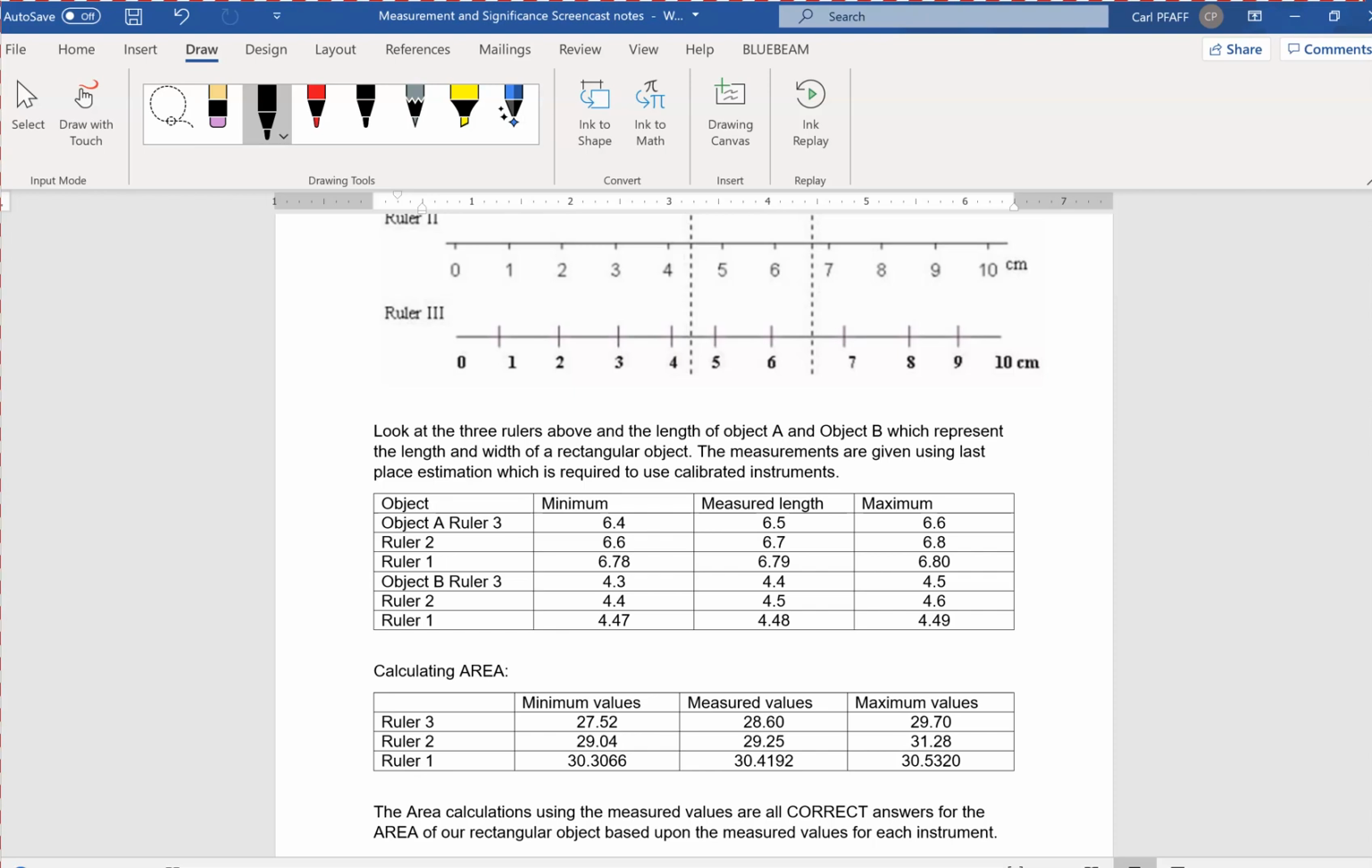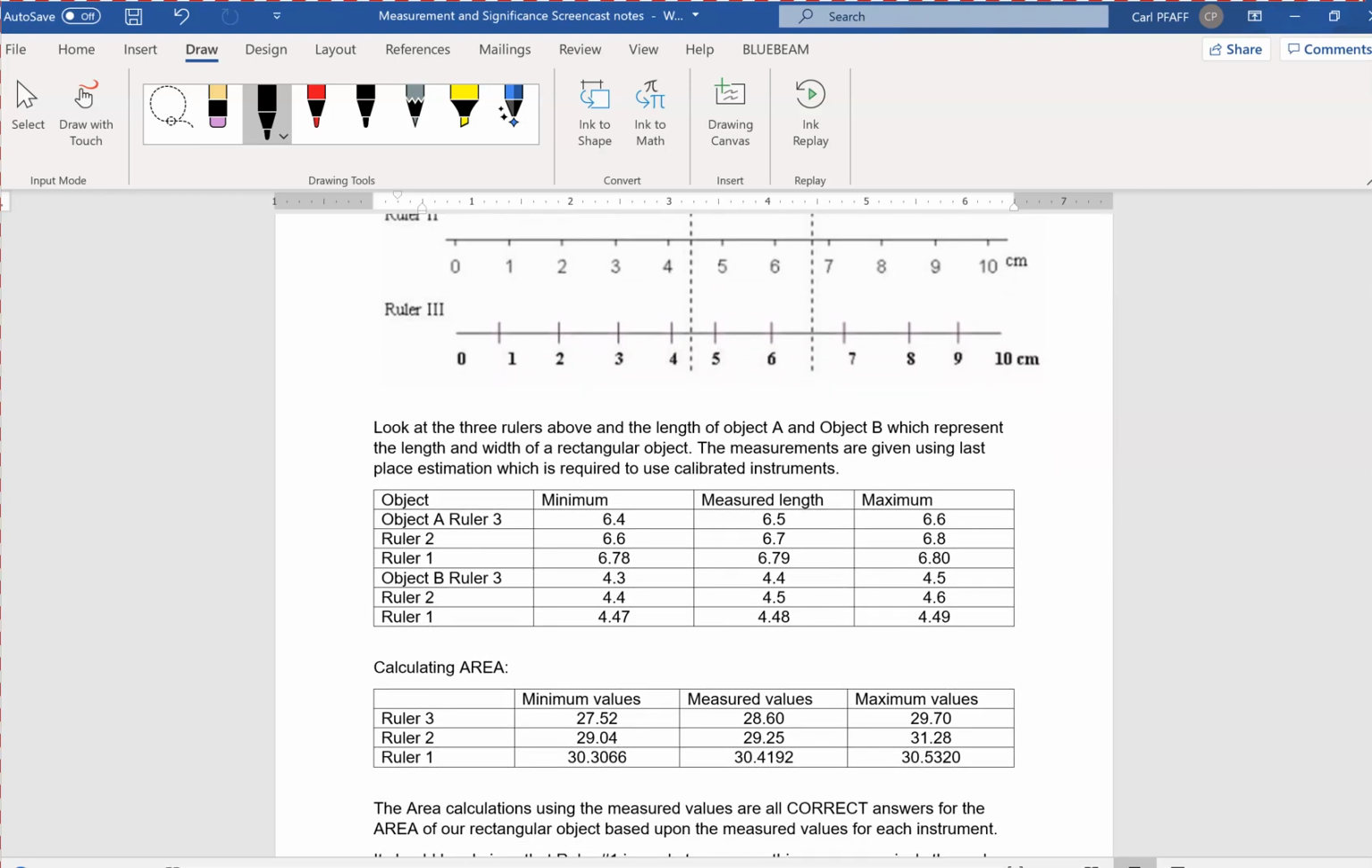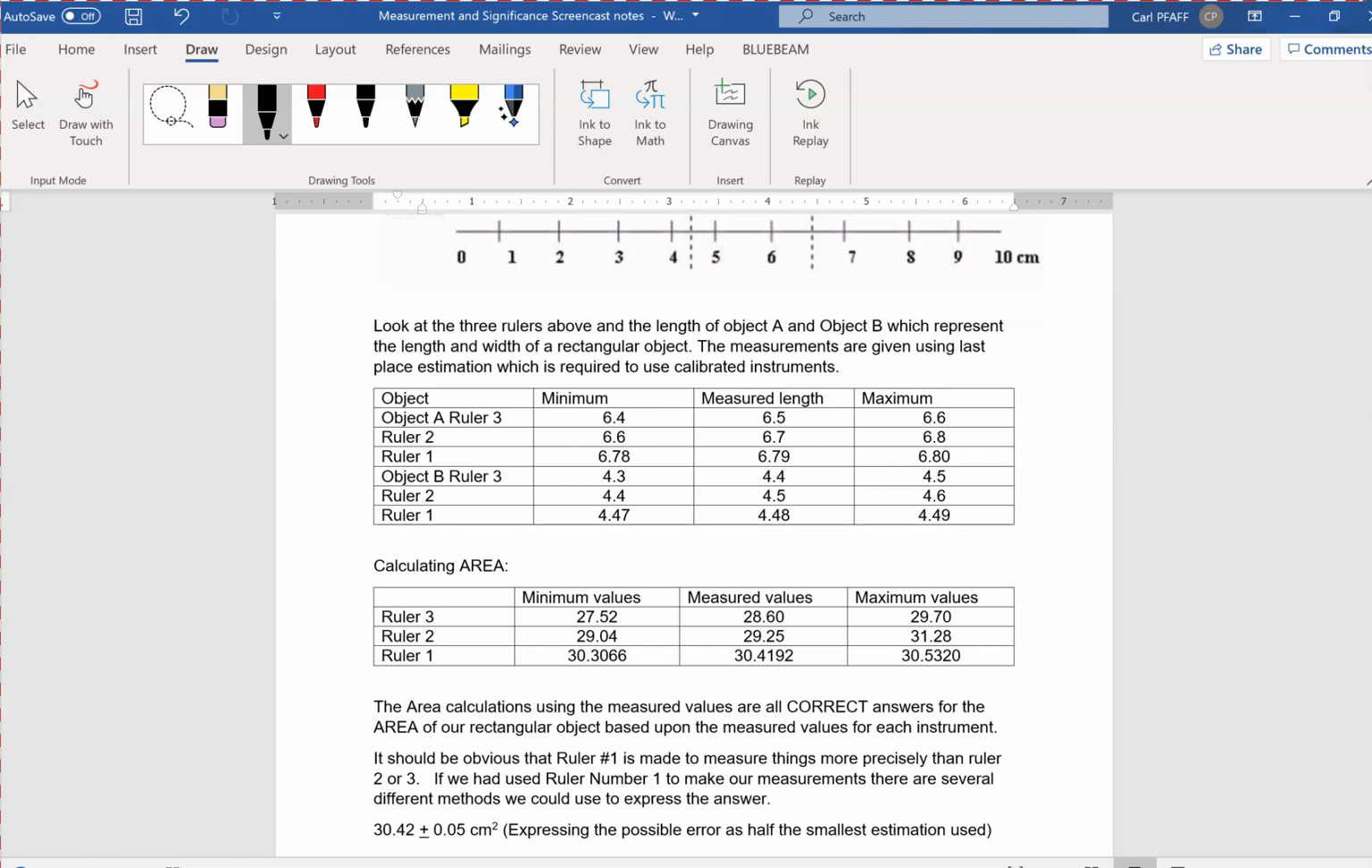Right? So obviously ruler number 1 allows me to get a much better look at the true value because it is made much better, right, to make measurements. But if we used ruler number 2 and we had this value of 29.25, that is a correct value. That's the best we could do with ruler number 2, all right?